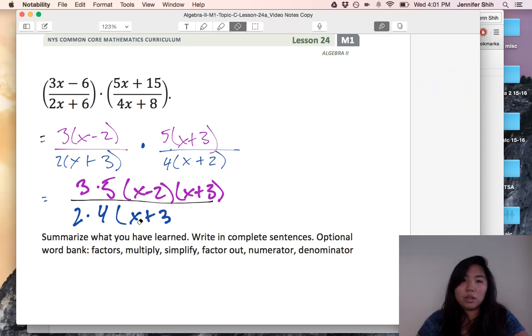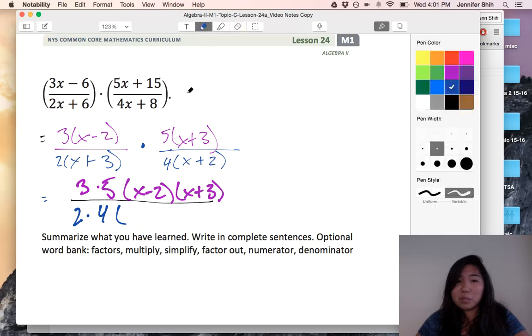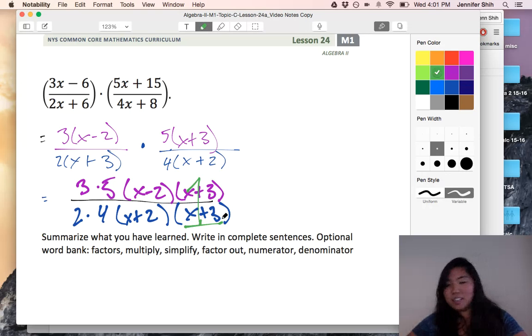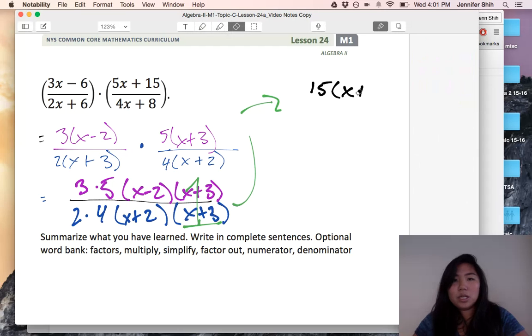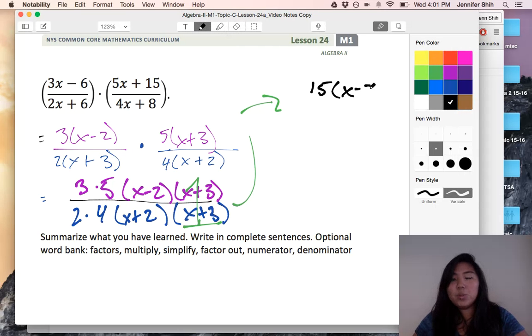I'm erasing this because I want to line up my x plus 3 if possible. So I'm going to write the other factor first. x plus 2 and x plus 3. Again, this is great because now I can just cancel out this x plus 3 over x plus 3. I'm looking at the numbers, and I can't cancel anything out here. So that leads me to just rewrite it as 3 times 5, which is 15, and I'm left with an x minus 2 in the numerator over 8 times x plus 2.